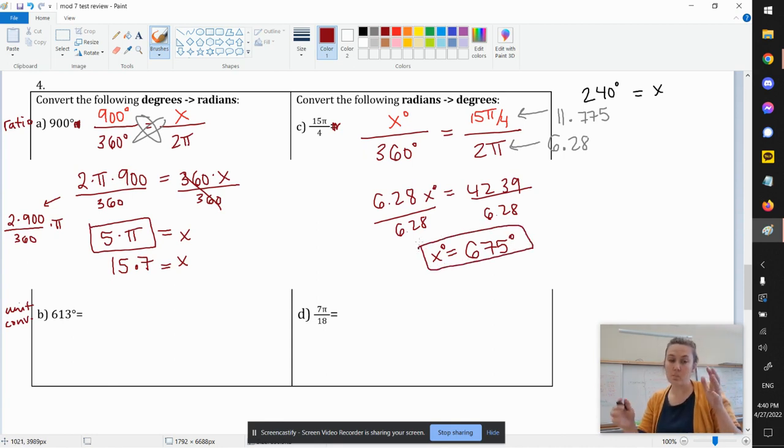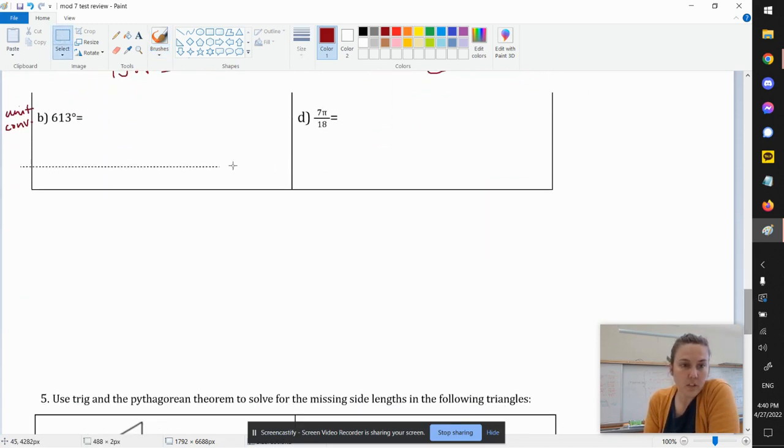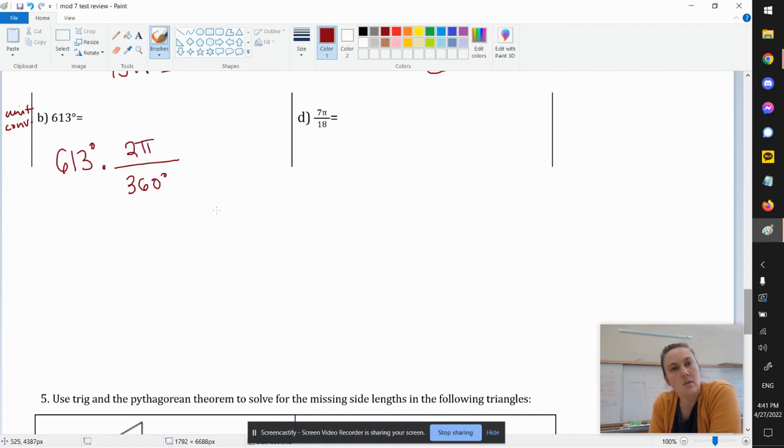That's the ratio method. The unit conversion method, and again, you only have to know one of these methods. The unit conversion method is saying, I've got 613 degrees. I no longer want degrees, so I'm going to divide by degrees and multiply times radians so that my degrees cancel and I have a radian as an answer.